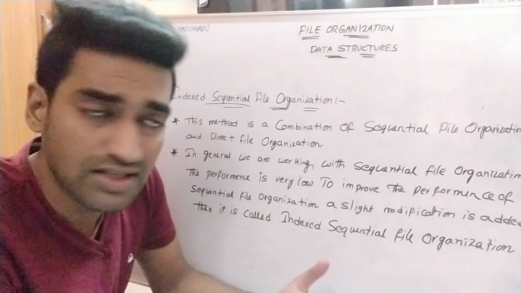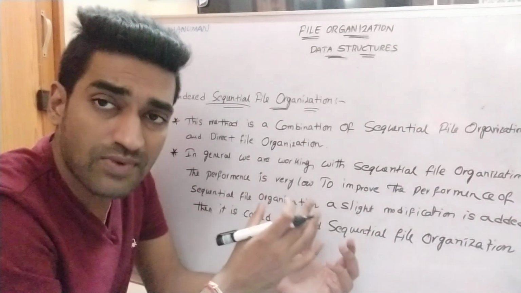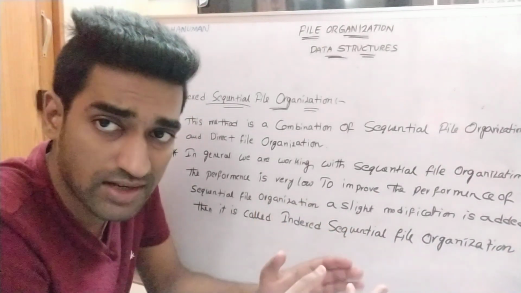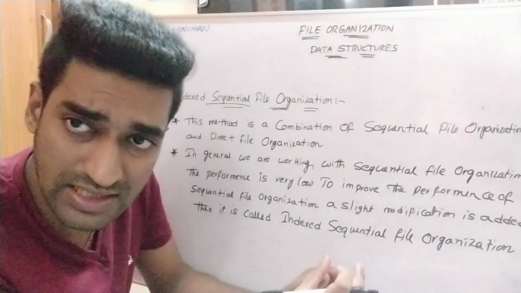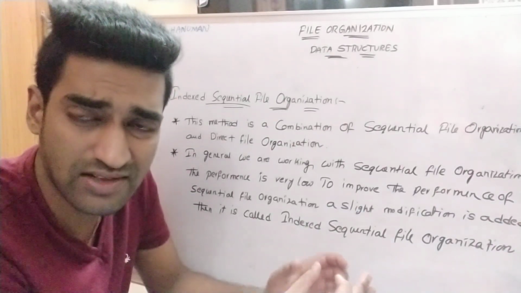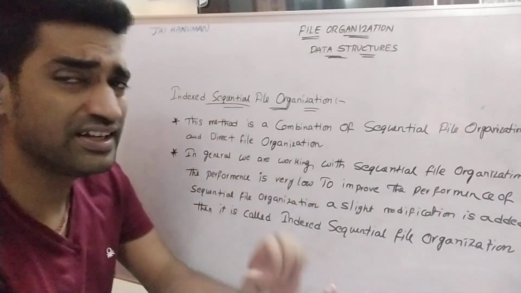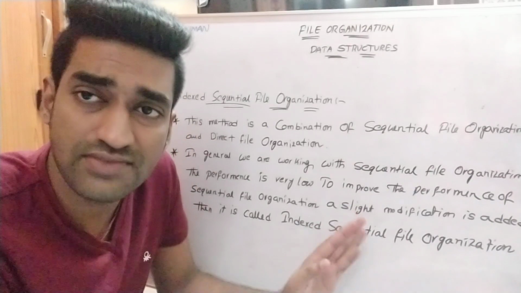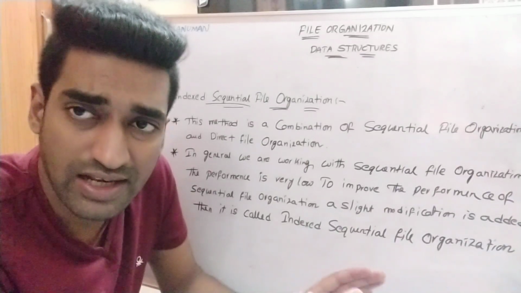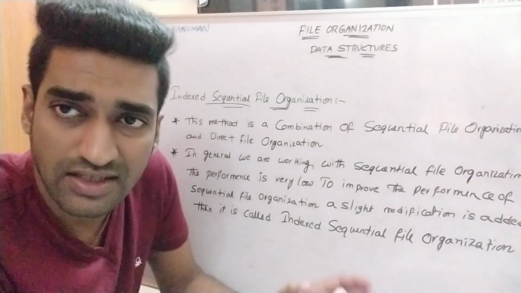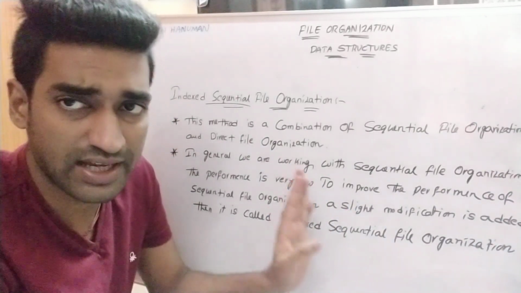What is that modification? Generally in this technique, before adding some index values, first of all the records are arranged in a sequential manner, and then some index values are put at some places to group the values. That is the general process in indexed sequential file organization.